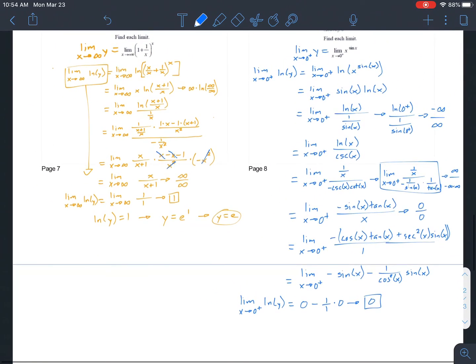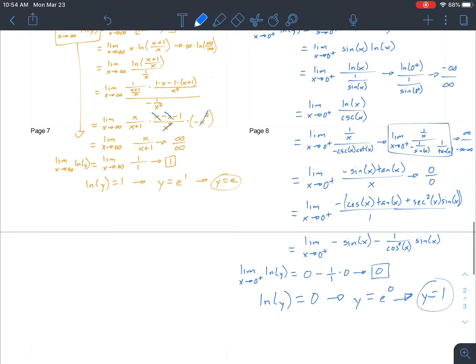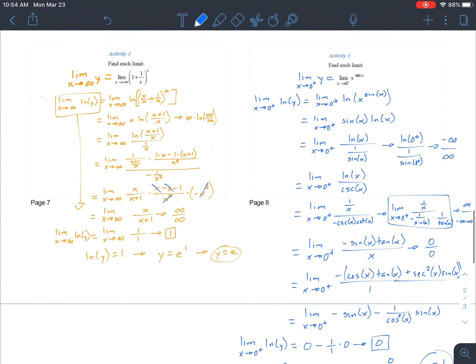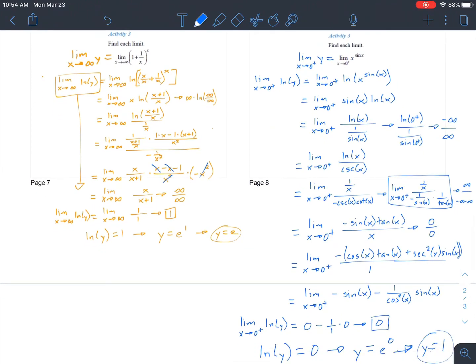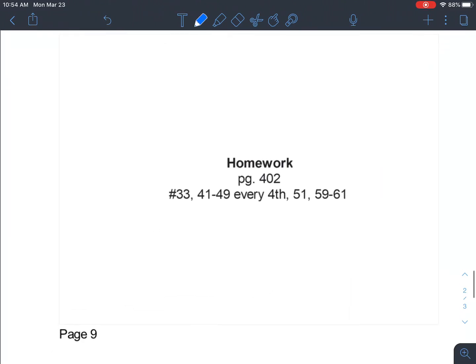And the last thing that we need to do, we have natural log of y is equal to 0. That means that y is going to be equal to e to the 0 power. So y is equal to 1. I apologize. I thought it was going to be easier than the previous one. Turned out it really wasn't easier. Sorry about that. Anyway, we are at the end.